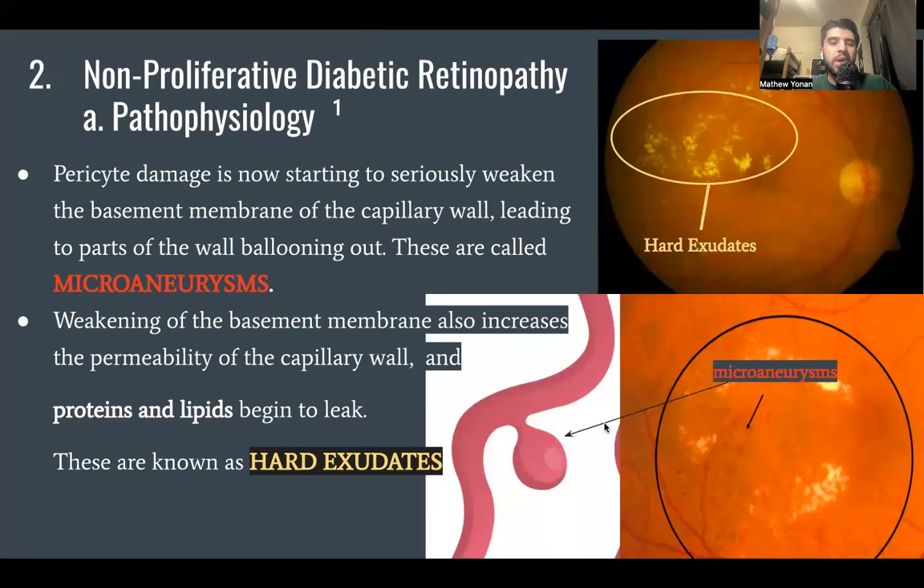Okay, so we have weakening of the basement membrane, and it also increases the permeability of the capillary wall, like we saw back then with the AGE proteins, right? And so proteins and lipids begin to leak from the capillaries now into the retina, okay? These are known as hard exudates. And obviously you can see up here, these are the hard exudates. They come up as yellow splotches in the fundoscopy. So yeah.